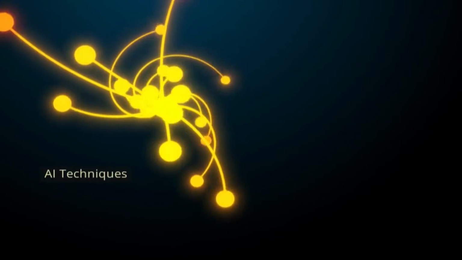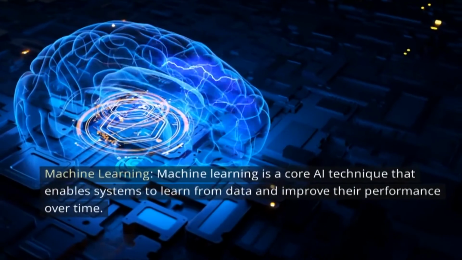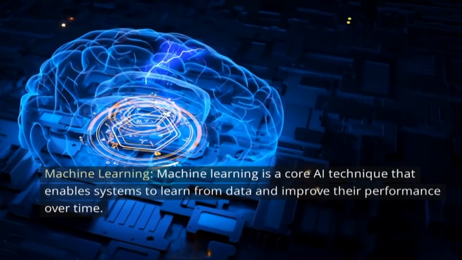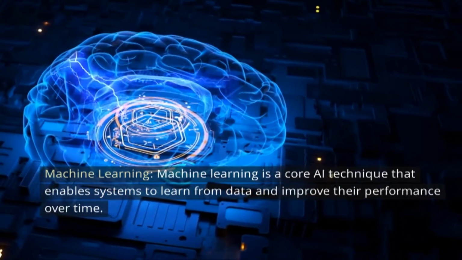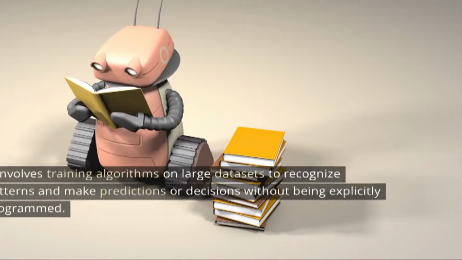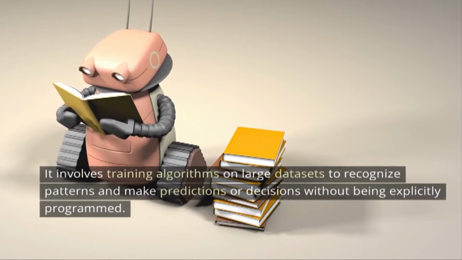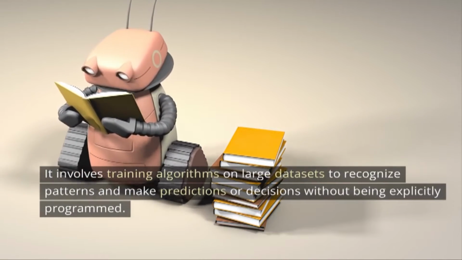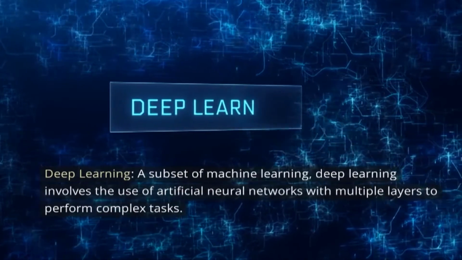AI techniques. Machine learning. Machine learning is a core AI technique that enables systems to learn from data and improve their performance over time. It involves training algorithms on large datasets to recognize patterns and make predictions or decisions without being explicitly programmed.